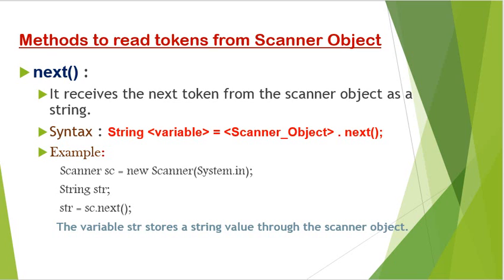For this, we have to create a variable of string data type. See, we are using this syntax: String variable name equals scanner object dot next method. Here we have created a variable named str of data type String, and this function sc dot next will accept the string value from the user. When we are dealing with a set of characters, like our name, which is a string value, in that case we use the function next.